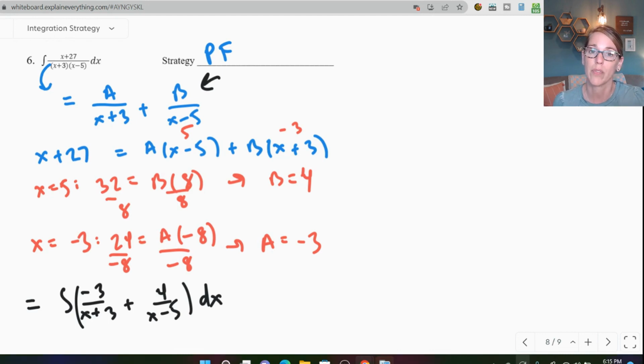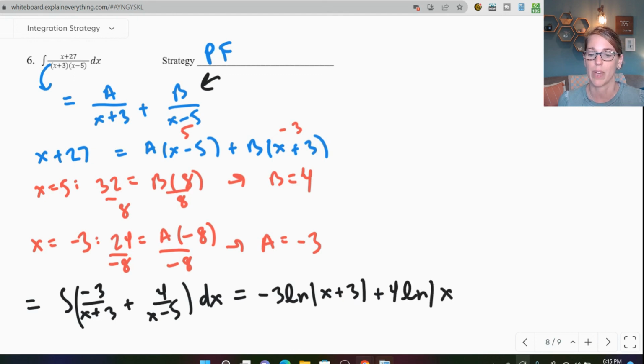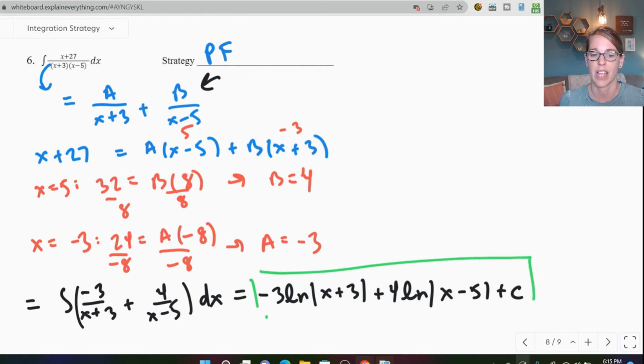The 4 can pull out in front of its natural log. So I end up with, I'm actually just one step away from my answer here, negative 3 times the natural log of absolute value x plus 3, plus the 4 can come out in front of the natural log, so natural log, absolute value x minus 5, and don't forget your plus c, since that's an indefinite integral. And that is the answer.